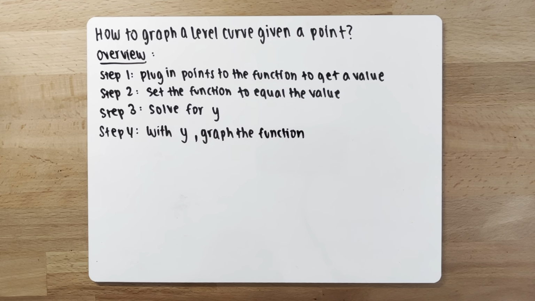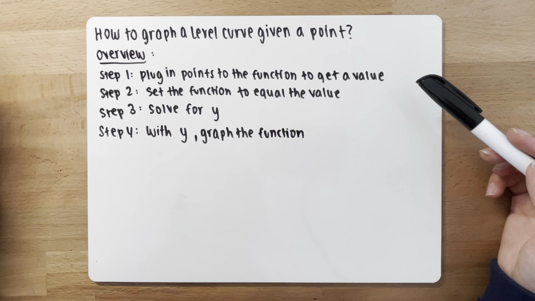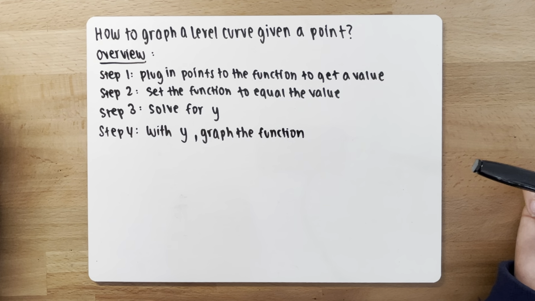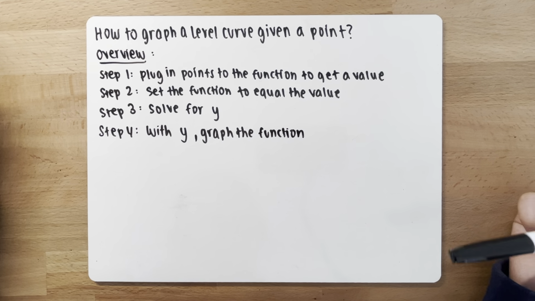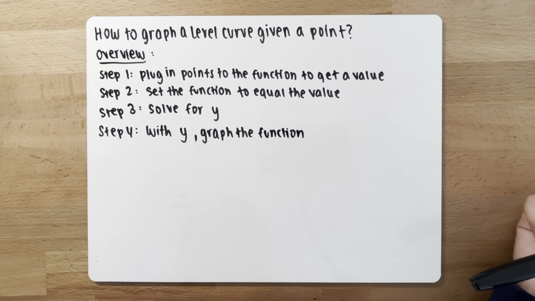How to graph a level curve given a point? Well, the steps are, you first begin by plugging in the points to the function to get a value. After that, step 2, you set the function to equal the value. Then you solve for y, and with y, you can graph the function.